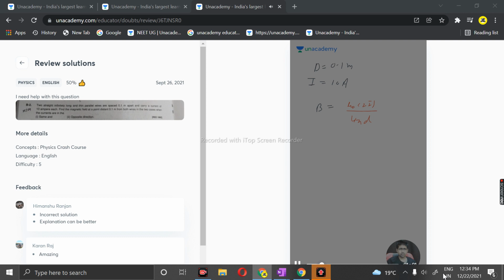On solving this, the distance d becomes d by 2, that's why I have written 2I. These are two wires, with current flowing maybe in the same or opposite direction. I'm just calculating the magnetic field at this point P, so the distance becomes d by 2. That's why this becomes 2I. Okay, so now let's solve it further.